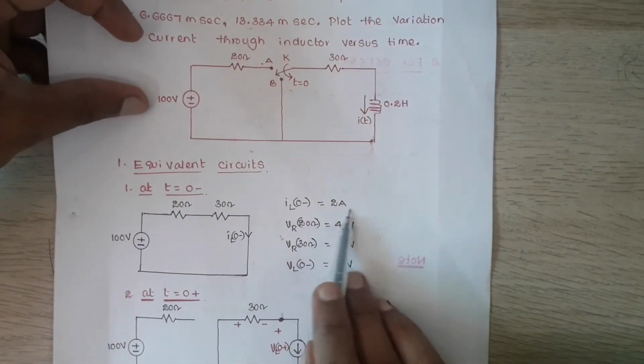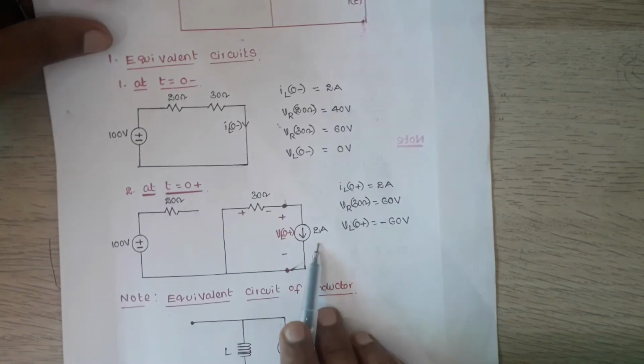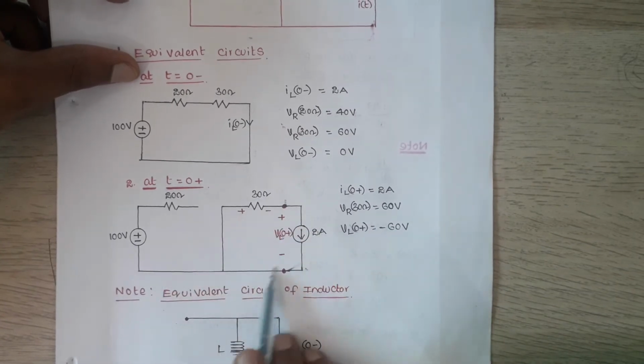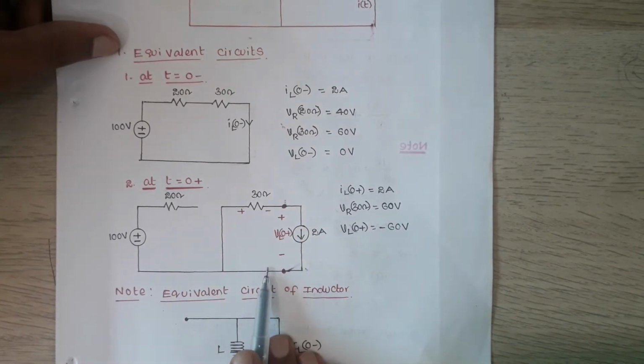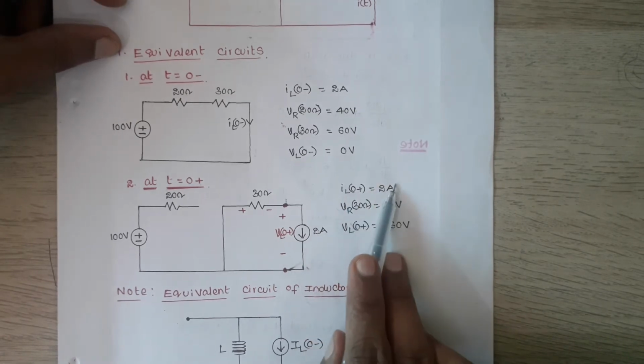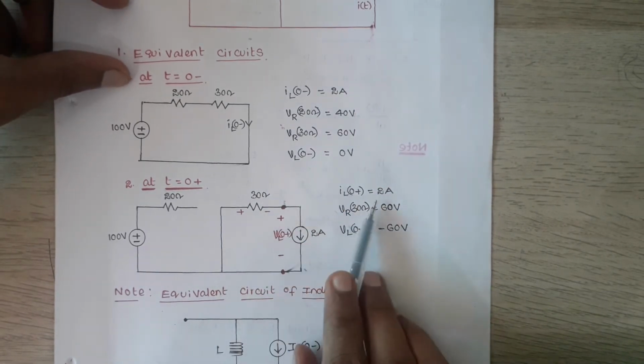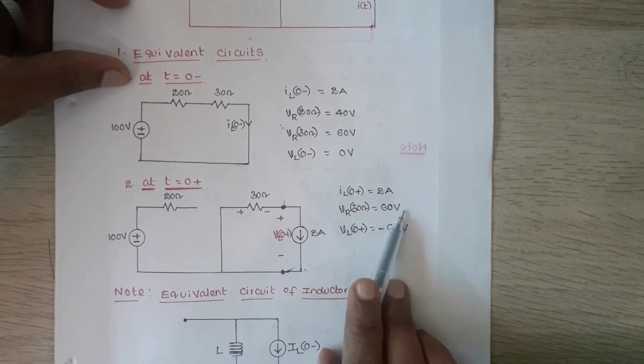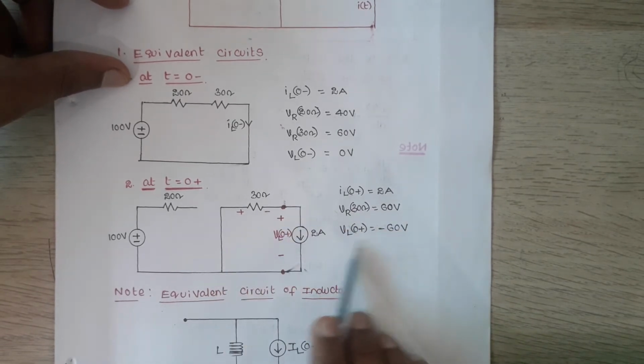So what is the value of that current source? This is the value of the current source, 2 amperes. So this is the equivalent circuit at t equal to 0 plus. What is the current in the circuit? 2 amperes. What is the voltage across the 30 ohm resistor? 60 volts. What is the voltage across the inductor?